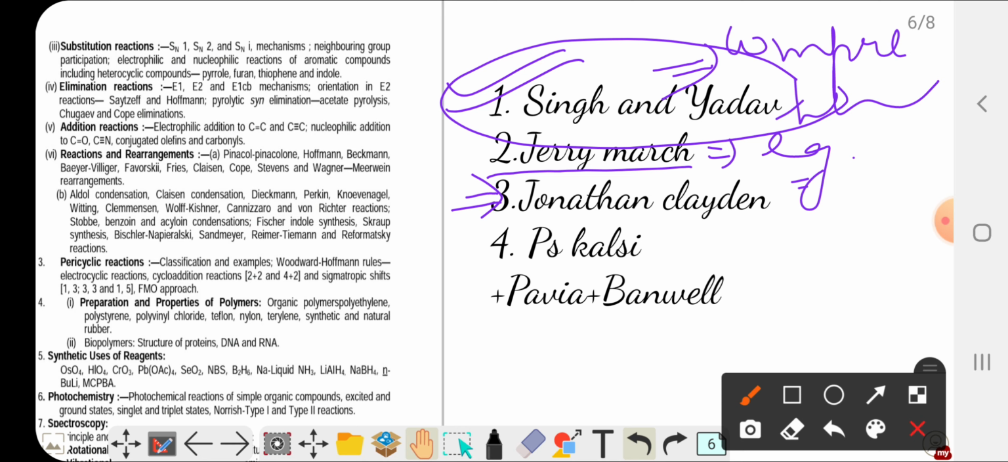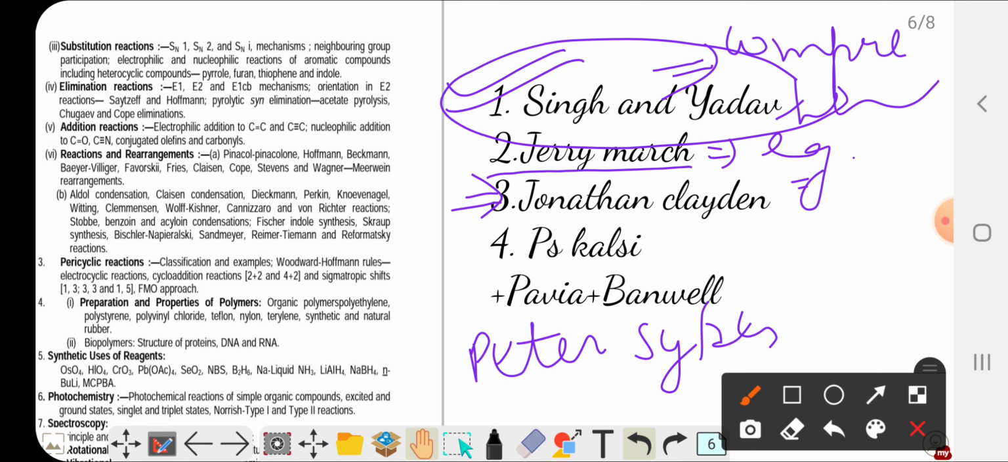There are many books. You can also refer to Peter Sykes, but I suggest you just stick to 1 or 2 books, and then once you have completed the whole syllabus, read it very nicely and are confident, do only practice from questions.